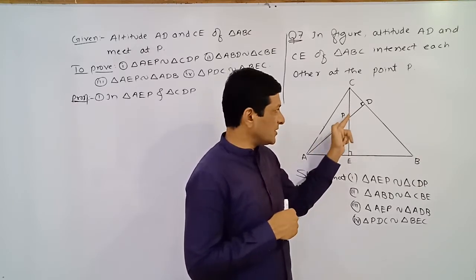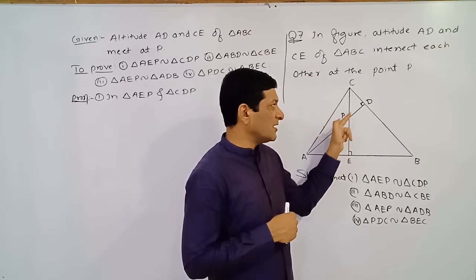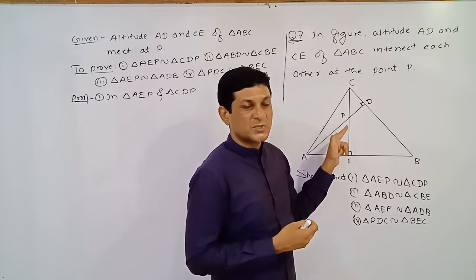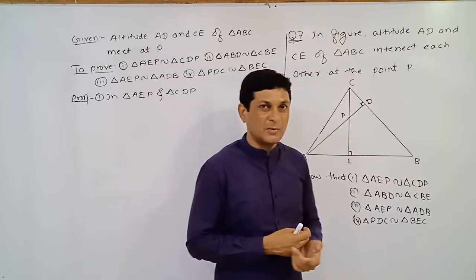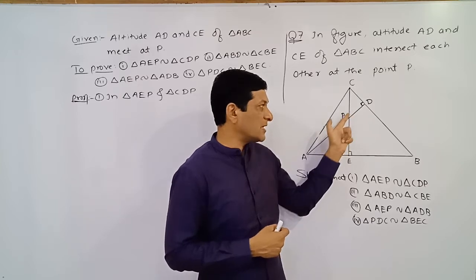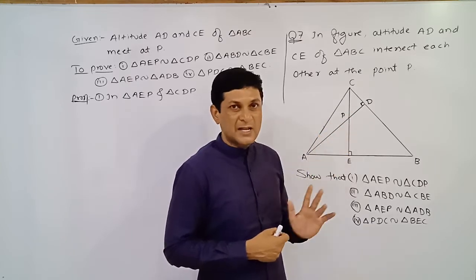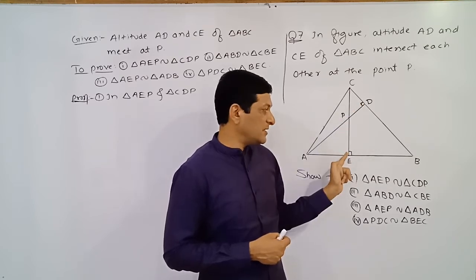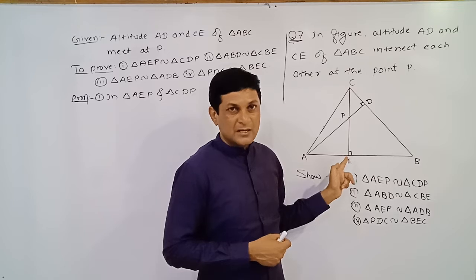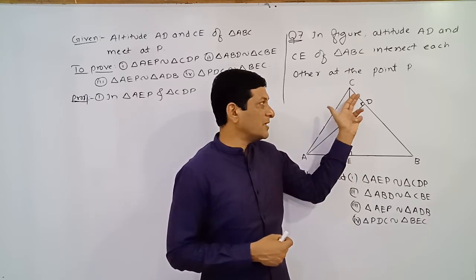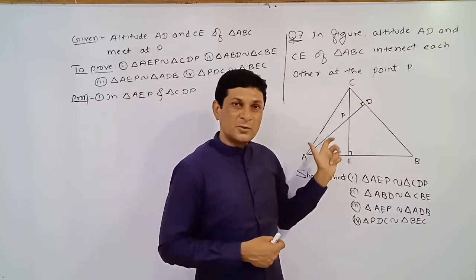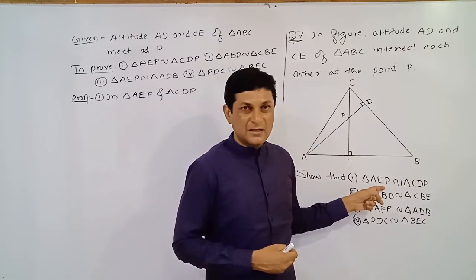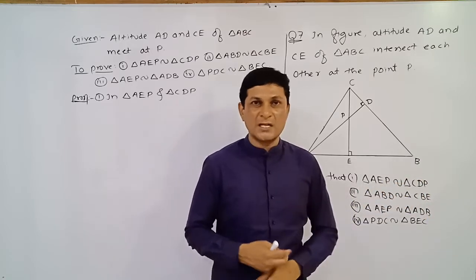In these two triangles, check whether this angle is a vertically opposite angle. By using the result that vertically opposite angles are equal, we are able to show that these two angles are equal. So this one pair of angles is equal. Now angle D is 90 degrees and angle E is also 90 degrees. So two angles of one triangle are congruent to the corresponding two angles of the other triangle. By using AA criterion, we are able to show that these two triangles are similar.